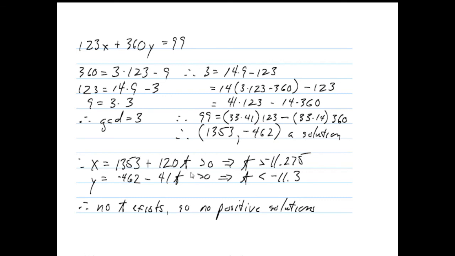Because we want a positive solution, x is greater than 0, y is greater than 0 simultaneously. From here we get t is greater than minus 11.275 and t is less than minus 11.3. So if t is greater than minus 11.275 and t is less than minus 11.3, you can see that such a t is not possible.